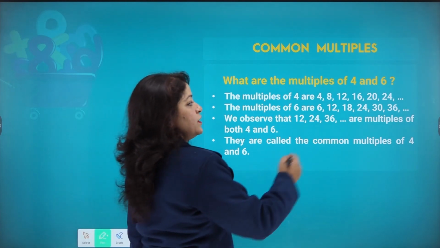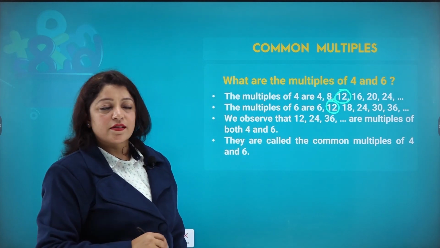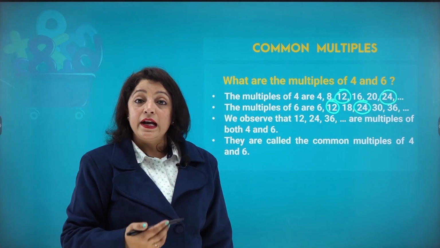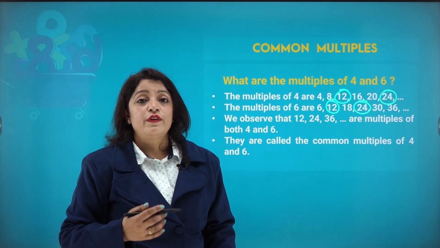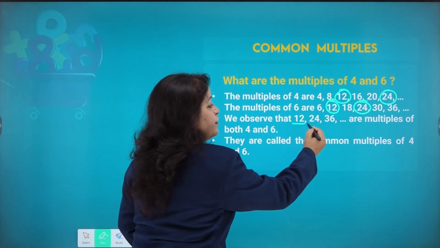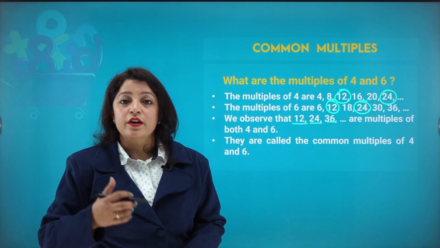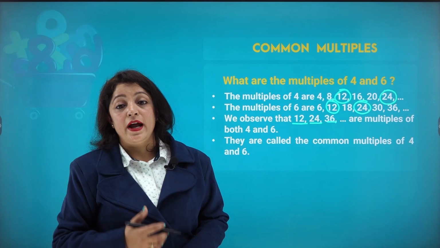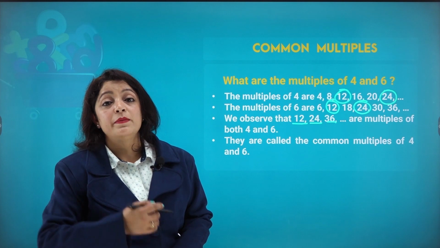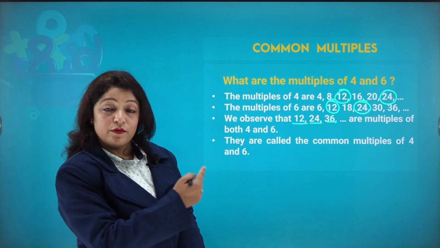And here we observe that 12 is a multiple which is common to 4 and 6. After 12 we find one more multiple, 24. In the same way, when we proceed, you will find many multiples which are common, right? So 12, 24, 36 are the multiples of both 4 and 6. That means these are the numbers which occur in the table of both 4 and 6. And if they occur in both tables, we call these numbers the common multiples of these two numbers, 4 and 6.